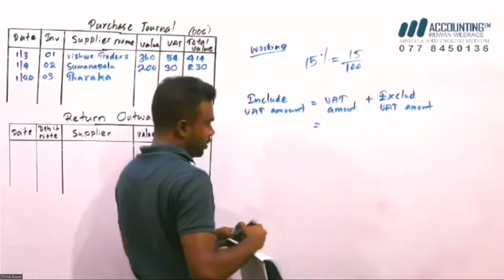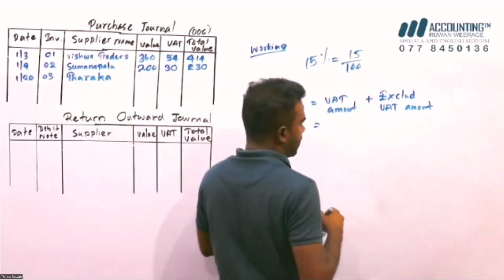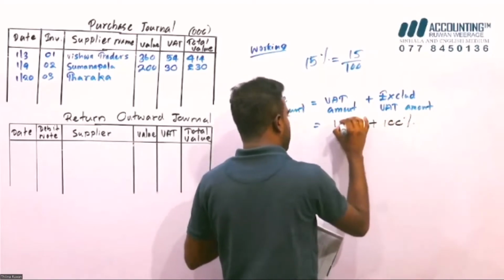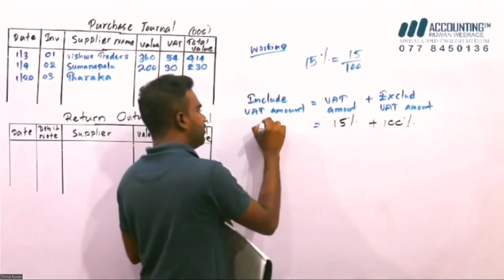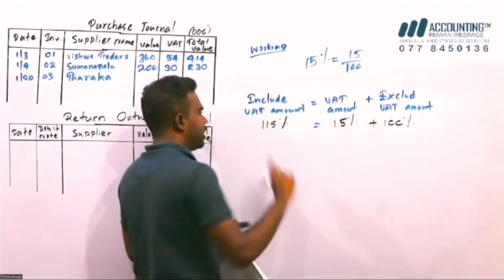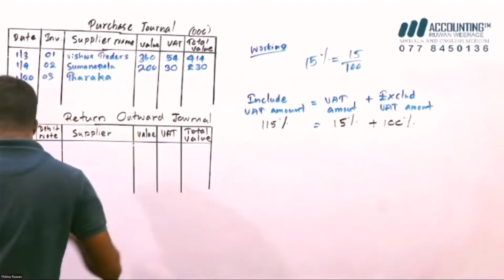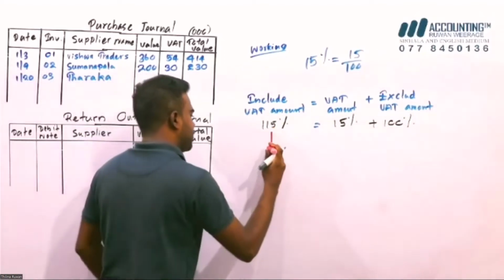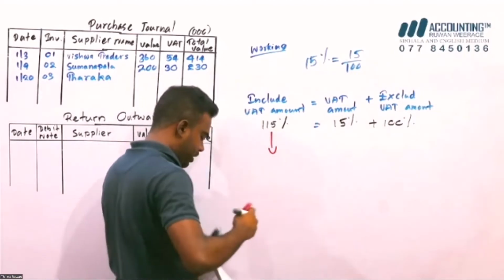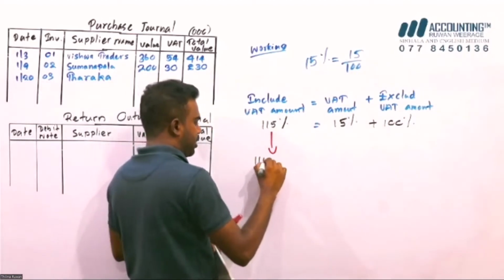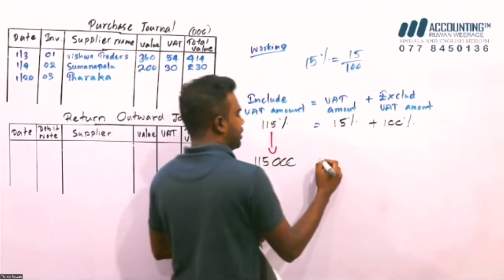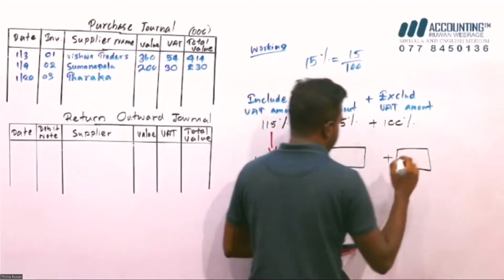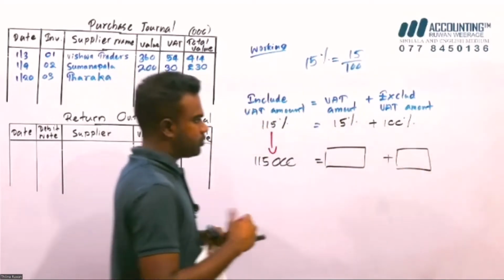That means if the excluded VAT amount is 100%, this should be 15. Then included VAT should be how much? 115. So now in these questions, they gave the actual value for the included VAT amount, the same as 115,000, right? Then if you want to get 15% and 100, how can we calculate?